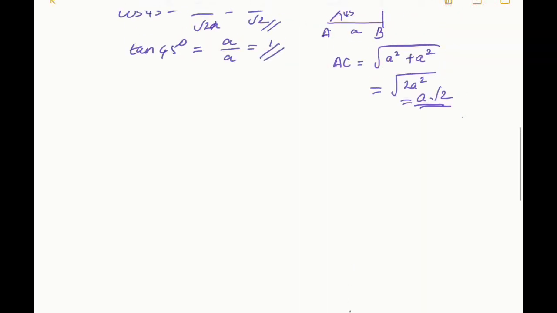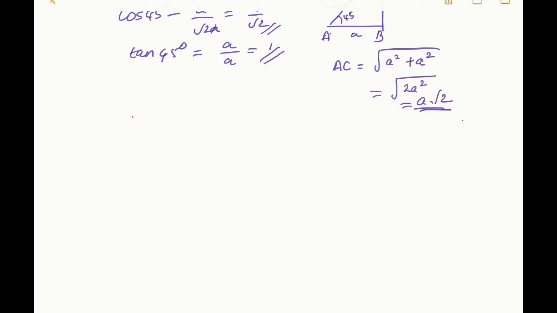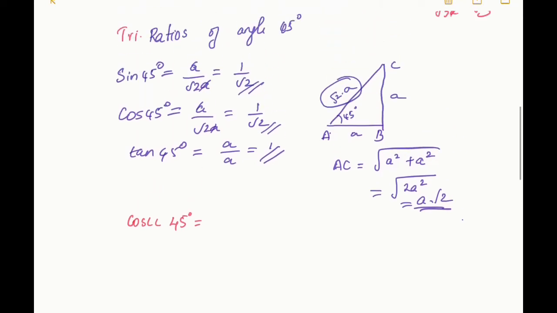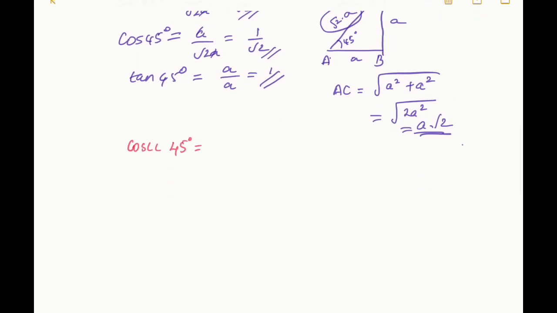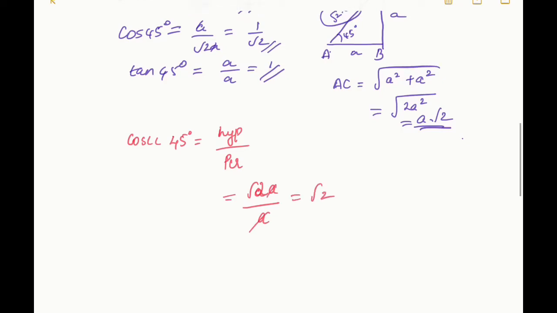So similarly, if you take cosec 45, okay, if you're taking cosec 45 from the figure, what do you have? Cosec 45, hypotenuse by perpendicular. What is the hypotenuse? That is root 2A by perpendicular A. So you'll get the answer as root 2.